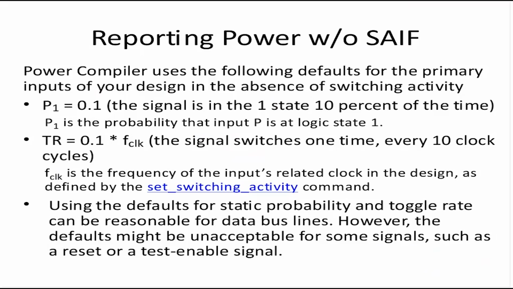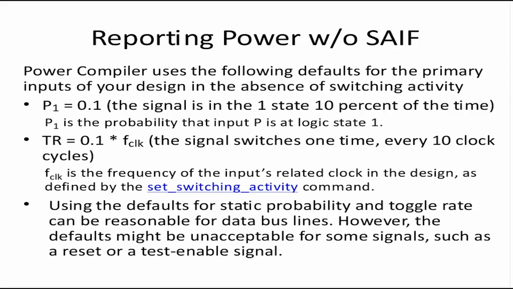provides some default values. So, Power Compiler needs to only know how the inputs are switching, right? From each of those inputs, it can know how all the internal nodes are switching, right? So it uses something called P1. It assumes it's 0.1. What it means is that for each of the inputs, it will assume that the input stays at 1 only for 10% of the time. This is the assumption. This is the default value of the input.